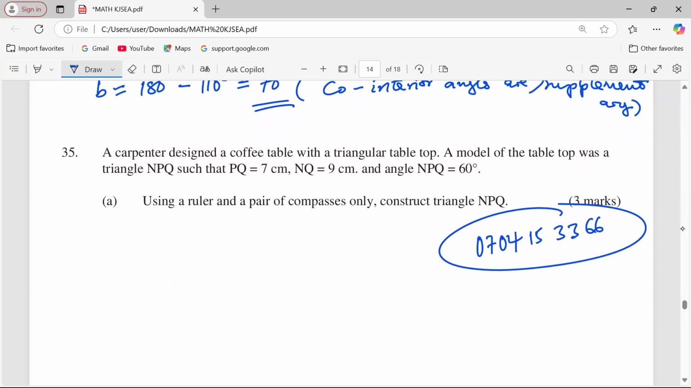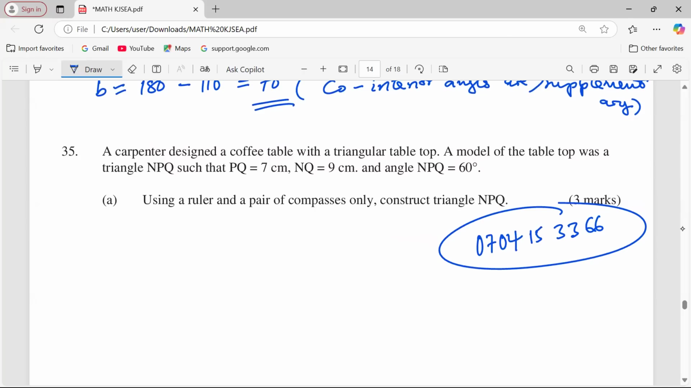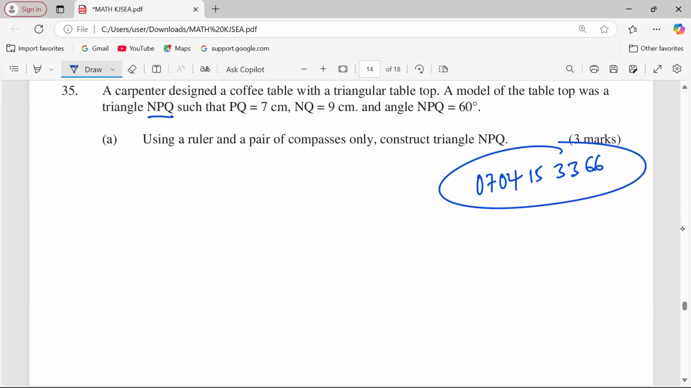Let's look at number 35. A carpenter designed a coffee table with a triangular tabletop. A model of the table was a triangle NPQ such that PQ equals 7, NQ equals 9, and the angle NPQ equals 60. Part A. Using a ruler and a pair of compasses only, construct triangle NPQ.